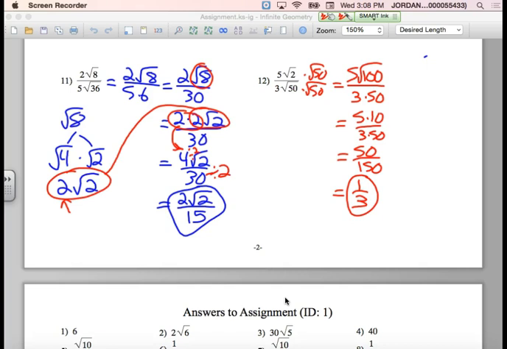Number 12. The radical on the bottom does not have a perfect square, so we multiply by that radical on top and bottom. Square root of 50 on top, square root of 50 on bottom. Up top we get 5 square root of 100, and on the bottom we get 3 times 50, because square root of 50 and square root of 50 gives us 50. Then up top we see, okay, well square root of 100, that's a perfect square, awesome. So that's going to be 5 times 10. So 5 times 10 is 50, 3 times 50 is 150. So we get 50 over 150, and that reduces to 1/3 because both of those will divide by 50. All right, so the answer on that one's 1/3.